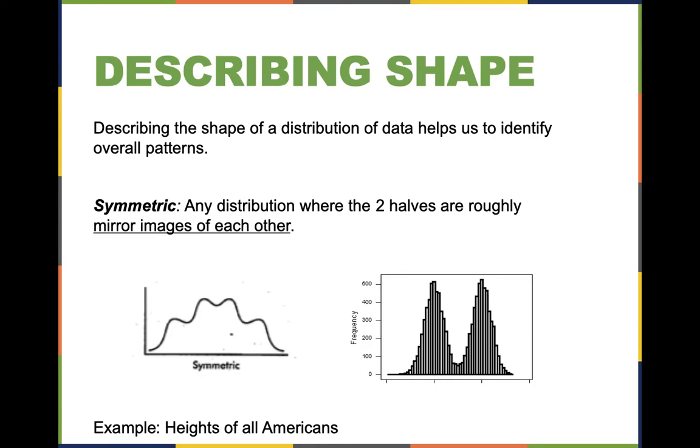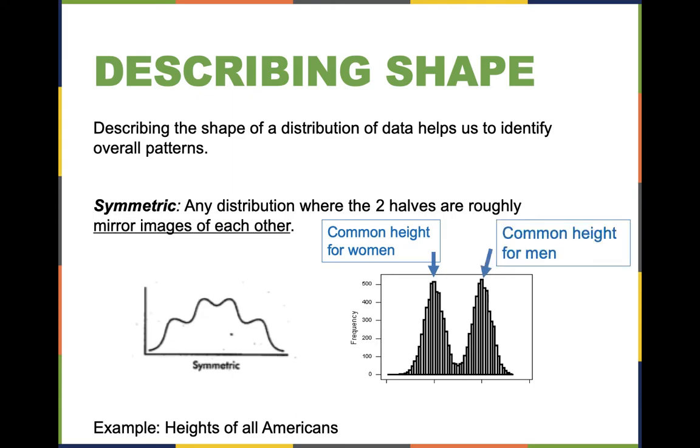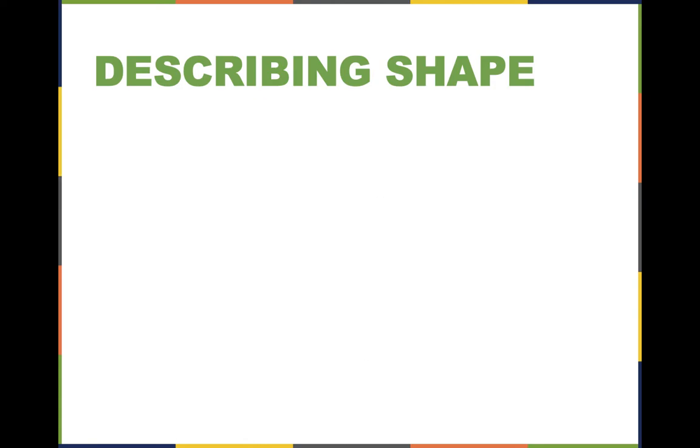A real-life example that would probably create a symmetric distribution is the heights of all Americans. If you think about it, women tend to be shorter. Their average height tends to be lower than men. So this data distribution would create two clusters of data. The first cluster would have a high frequency representing the common height for women. So there would be a cluster there among the lower values, and then there would be another cluster among the higher values representing a common height for men.